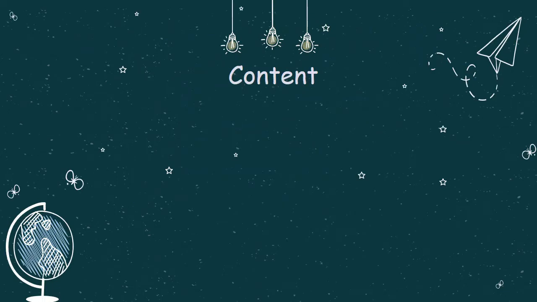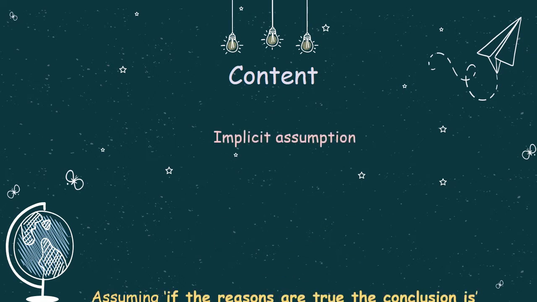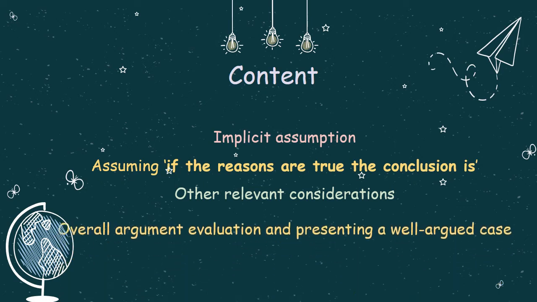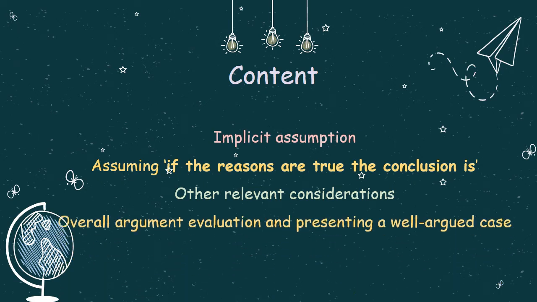In this unit, we're going to look at five important points, which are implicit assumption, assuming if the reasons are true, the conclusion is, other relevant consideration, overall argument evaluation and presenting a well-argued case, and last but not least, the summary.